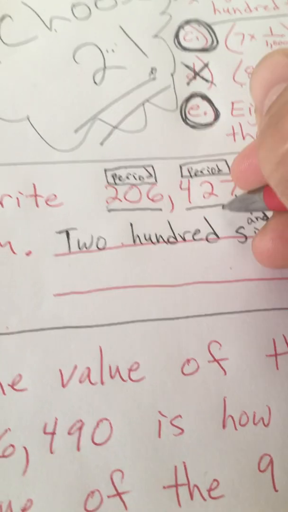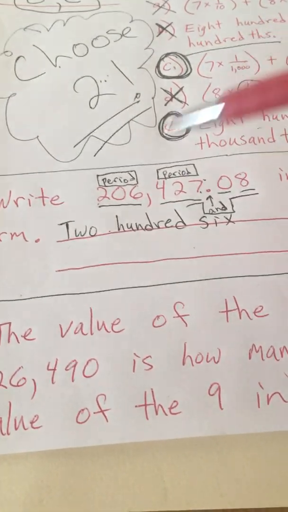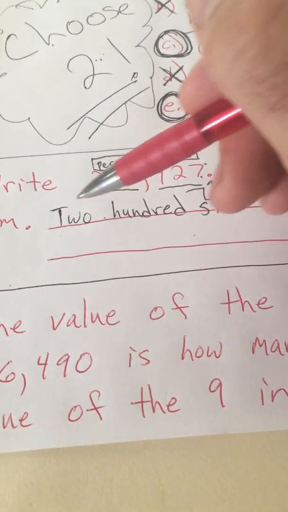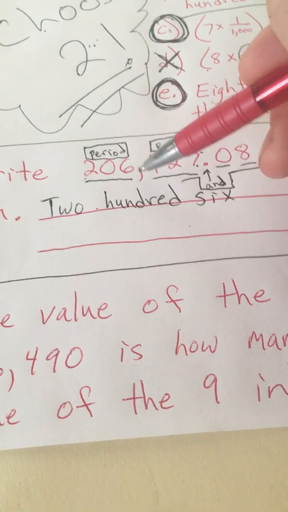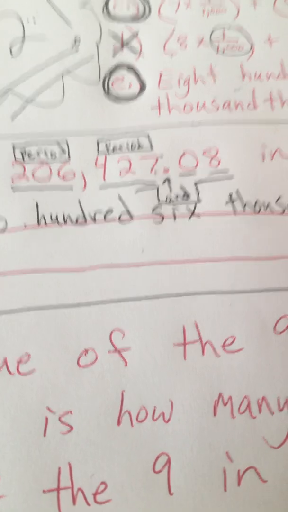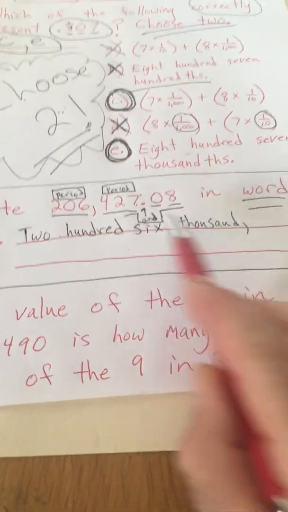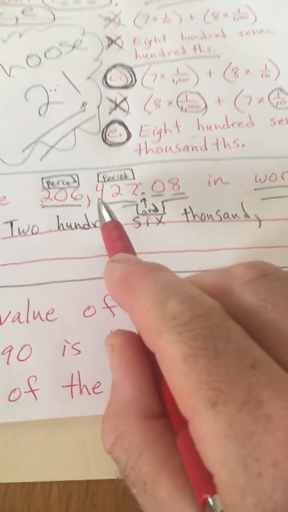206, not "and" 206, because you only say "and" at the decimal point. So be careful that you don't put "and" after 206, right? 206, then you say thousand. That's the first period, we're done. 206,000, then you put your comma, just like you would here. Then you're going to read the next period, 427.